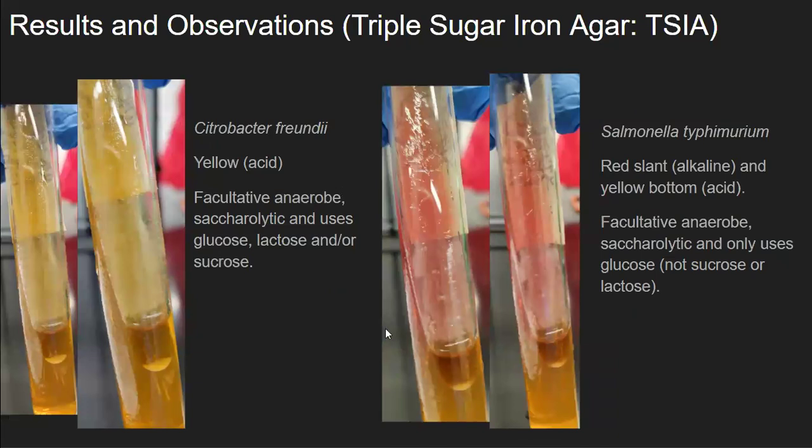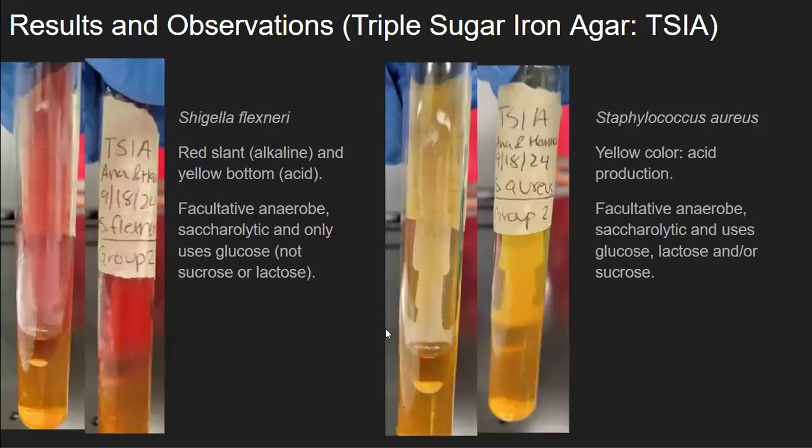Citrobacter freundii was yellow for acid, indicating that it is a facultative anaerobe, saccharolytic, and uses glucose, lactose, and or sucrose. Salmonella typhimurium had a red slant and a yellow bottom, indicating that it is a facultative anaerobe, saccharolytic, and only uses glucose, not sucrose or lactose. Shigella flexneri had a red slant and a yellow bottom, indicating that it is a facultative anaerobe, saccharolytic, and only uses glucose, not sucrose or lactose.